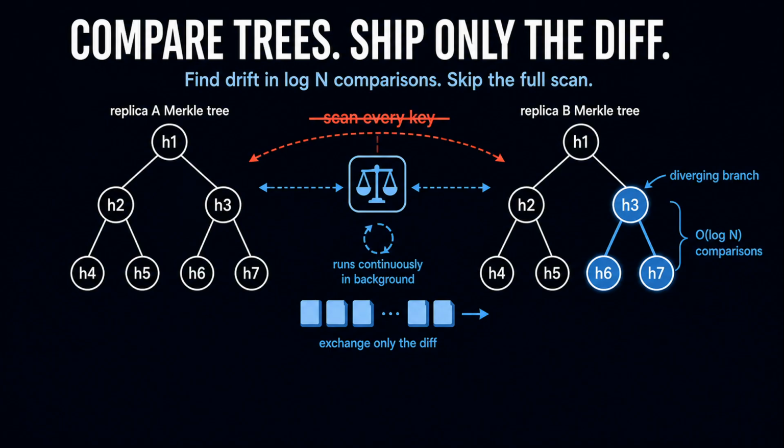After a partition heals, replicas have drifted. 2 copies of the same key range now have different contents. The brute force fix is to scan every key on both nodes and ship the differences. At 1 billion keys, that is a non-starter. Merkle Trees fix it. Each replica summarizes its keys into a tree of hashes. Comparing 2 trees finds the diverging ranges in log n comparisons, instead of scanning every key. Oh, wow. And only the diverging ranges are exchanged. The repair pass becomes cheap enough to run continuously in the background.